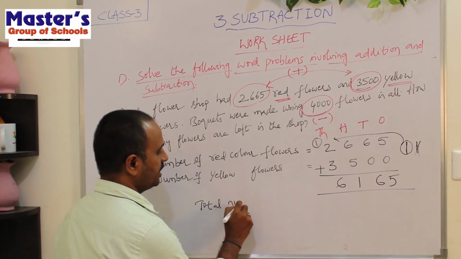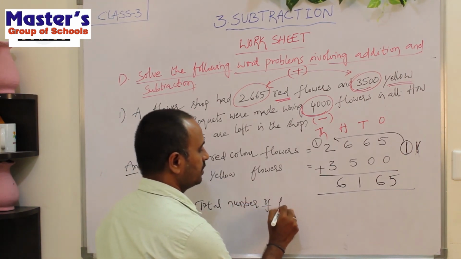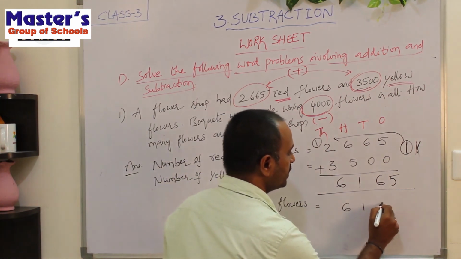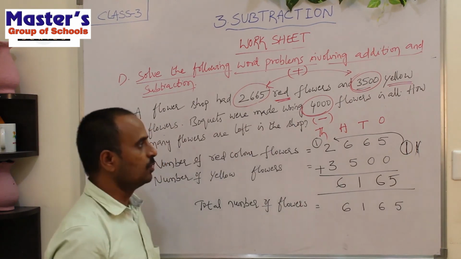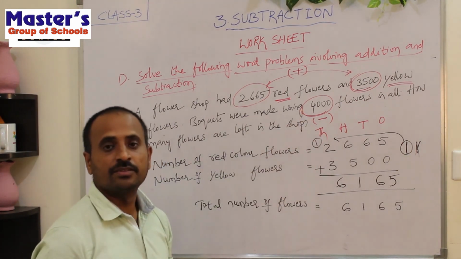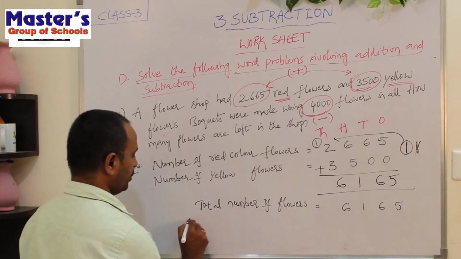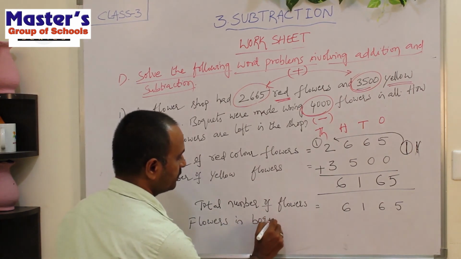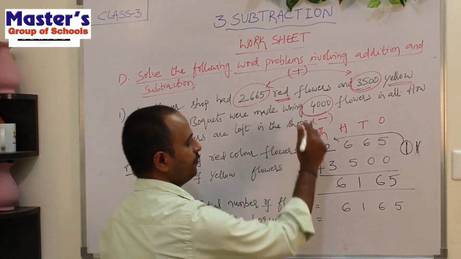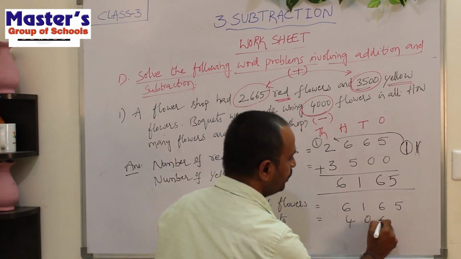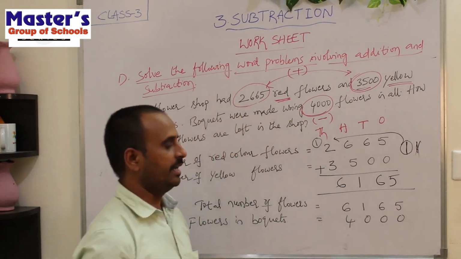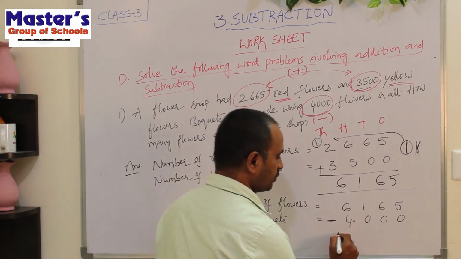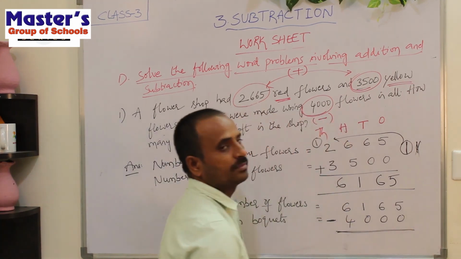Children, how many flowers are there in total? 6,165 flowers are there. Now subtract the flowers which are used in bouquets. How many flowers are used in bouquets? 4,000. So write 4,000 below the sum. That means we have to subtract these 4,000 from the sum.